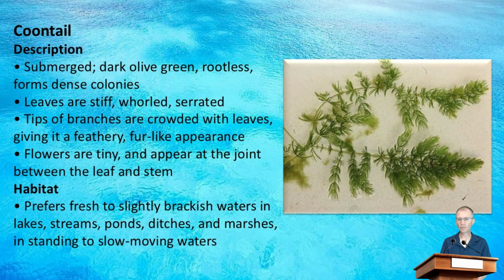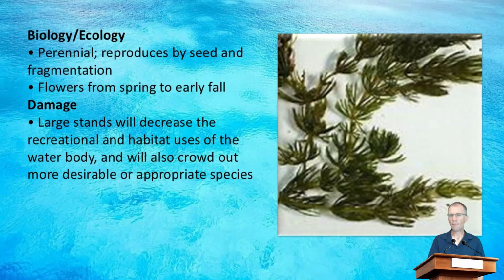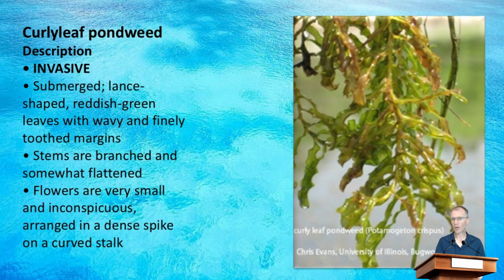Habitat: prefers fresh to slightly brackish waters in lakes, streams, ponds, ditches, and marshes, and standing to slow-moving waters. Biology and ecology: perennial. Reproduces by seed and fragmentation. Flowers from spring to early fall. Damage: large stands will decrease the recreational and habitat uses of the water body, and will also crowd out more desirable and appropriate species.